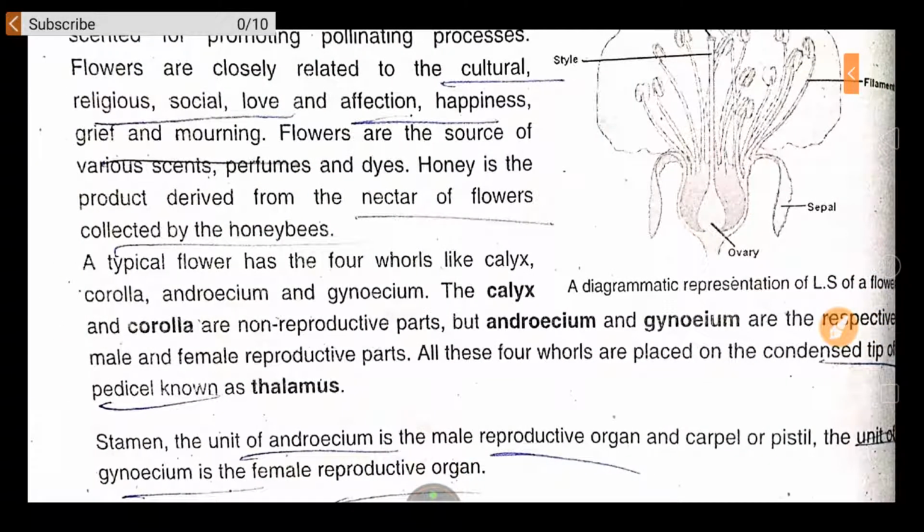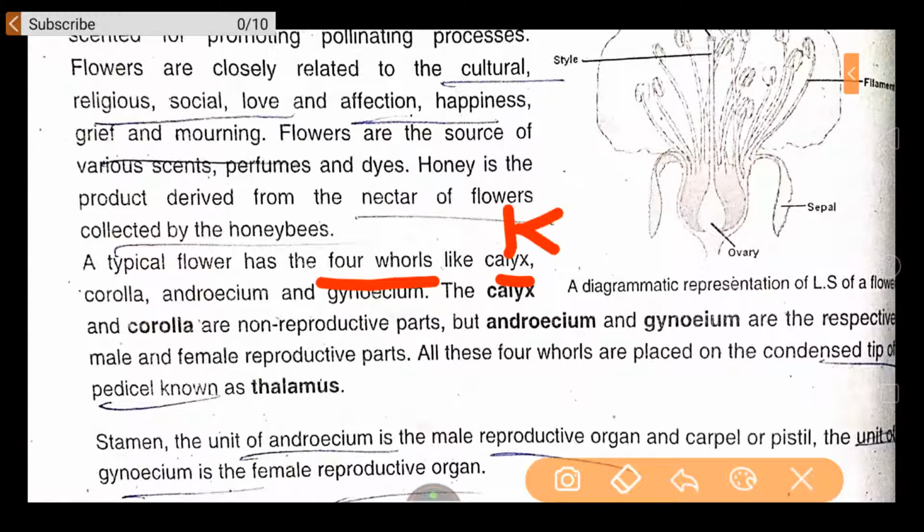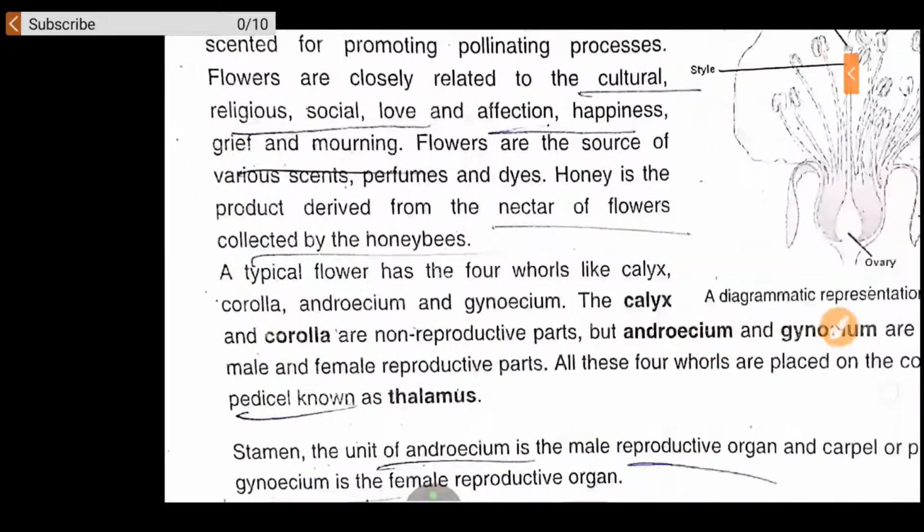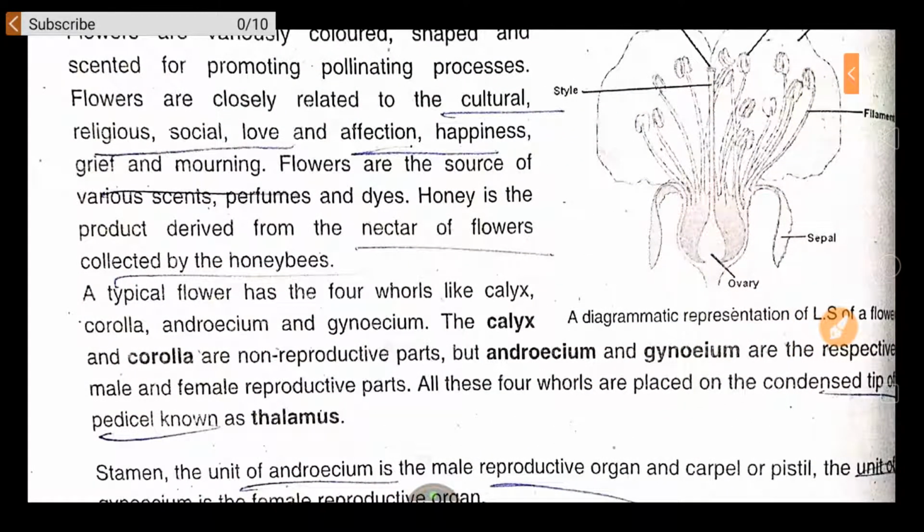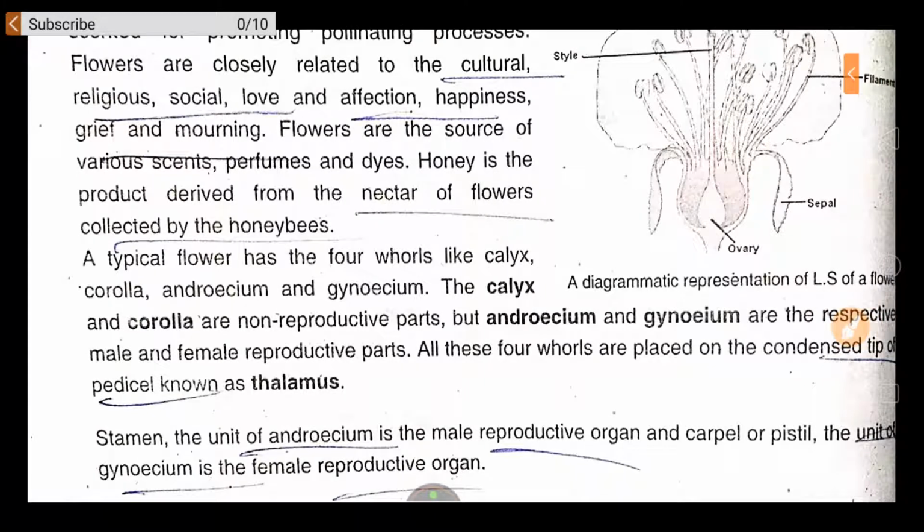A typical flower has four whorls: calyx, represented by K, corolla, C, androecium, A, and gynoecium, that is G. The calyx and corolla are non-reproductive parts, as I've told you earlier. Androecium and gynoecium are the respective male and female reproductive parts. All these four whorls are placed on the condensed tip of the pedicel known as thalamus.